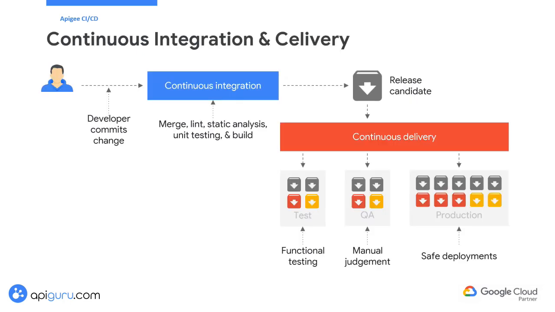Here's a concise overview of continuous integration and delivery. Continuous integration involves creating a release candidate by integrating code changes frequently, ensuring that each integration is validated through automated builds and tests. And continuous delivery takes the release candidate and automates its deployment across multiple environments, enabling teams to swiftly and reliably deliver updates to production.